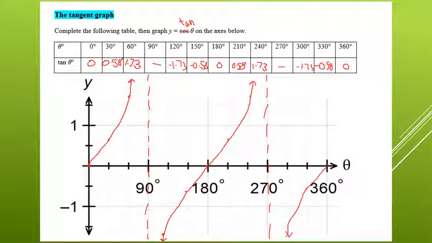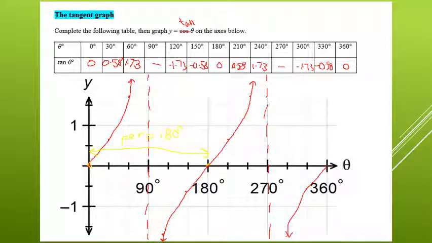How long does it take before the graph repeats itself? If we start here, the graph goes up to here, then it jumps down to here, then it gets to 180, and then it starts repeating itself. So the period of a tan graph is different to sine and cos. Here we say the period is 180 degrees. It's half the period of a sine and cos graph.